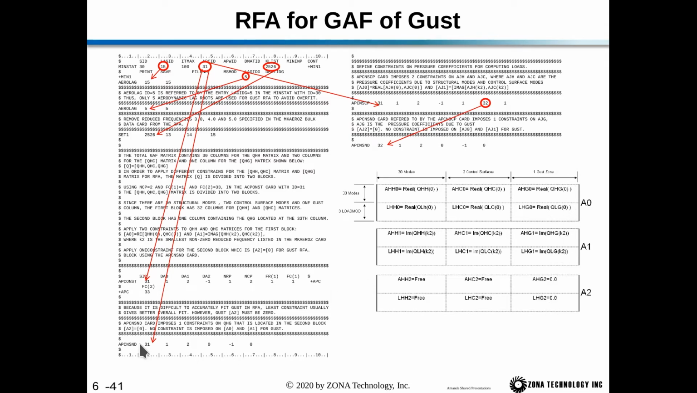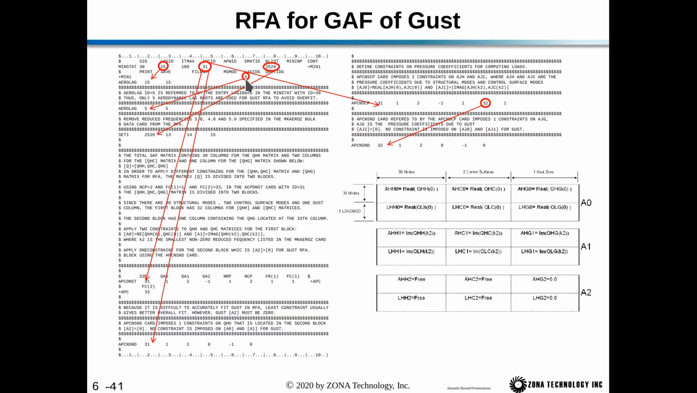Now for the Gust aerodynamics, we're setting the A2 parameter to 0. So remember, for the Gust, A2 must always be set to 0. ZAERO does not automatically do this. You must do this as a user. So we're illustrating that here.